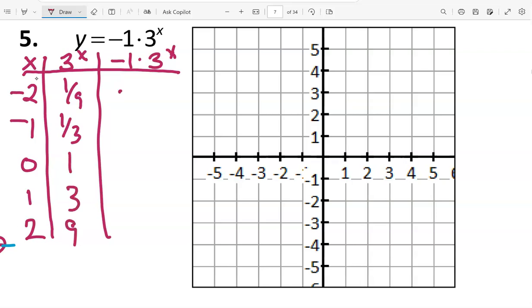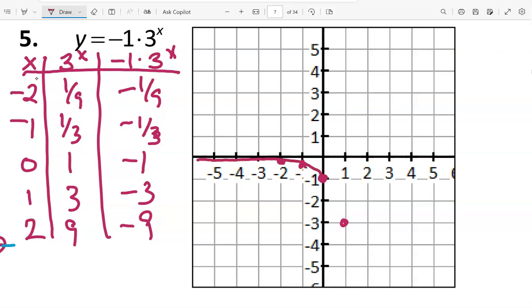And now multiply each by -1, and we get the y values in the transformed function. So -2, -1/9, -1, -1/3, 0, -1, 1, -3, and 2, -9 is not going to be able to graph within this grid, but that gives us enough to see that this is a flipped exponential function.